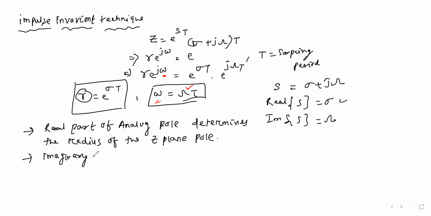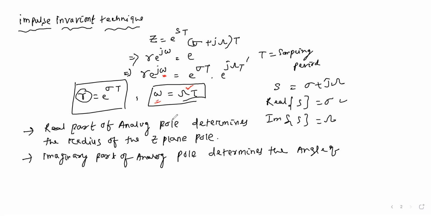The imaginary part of the analog pole determines what? The angle. See, omega is the angle of the digital pole.